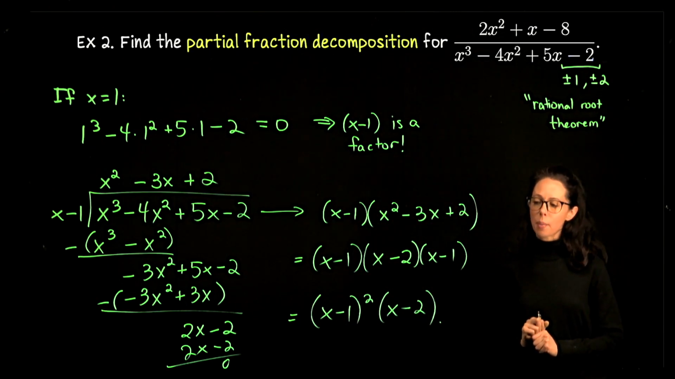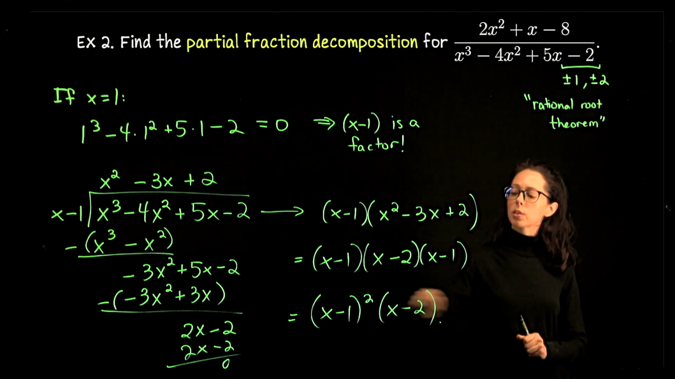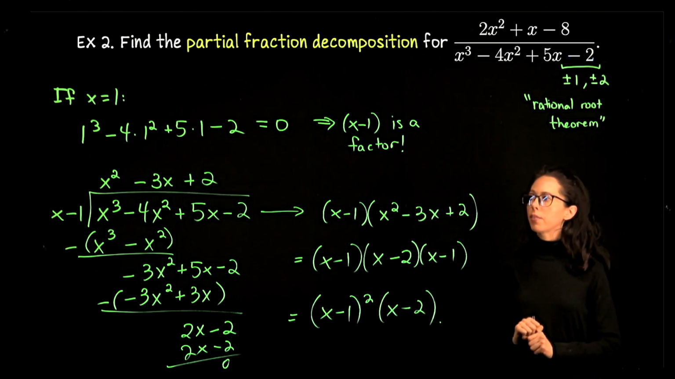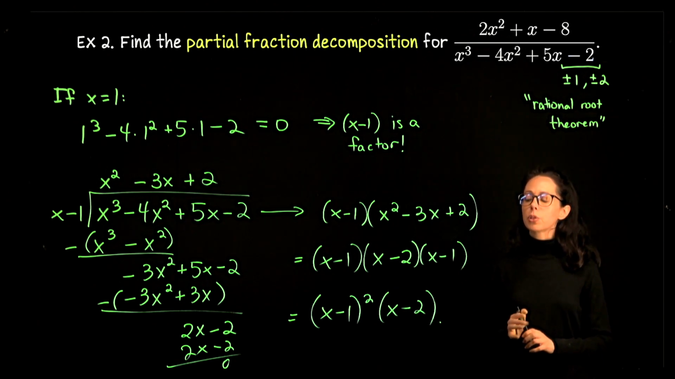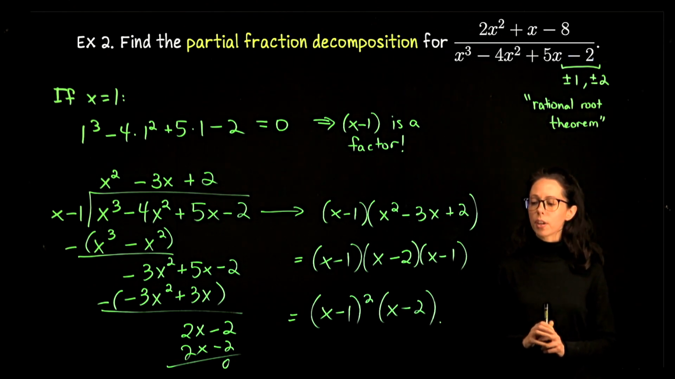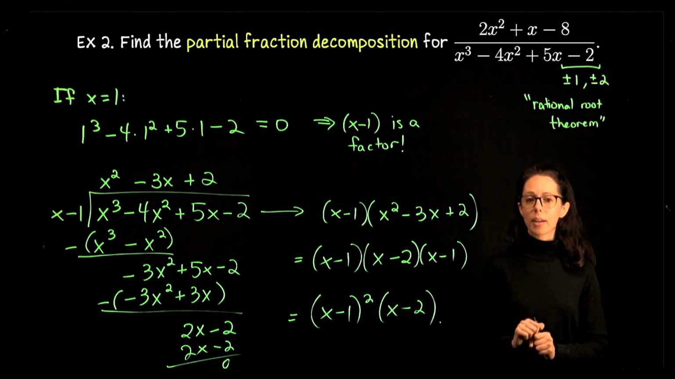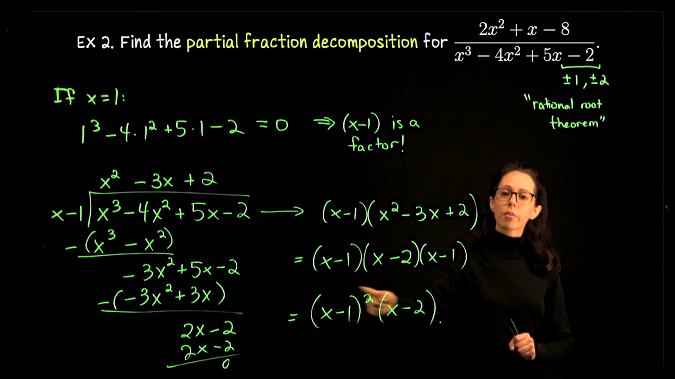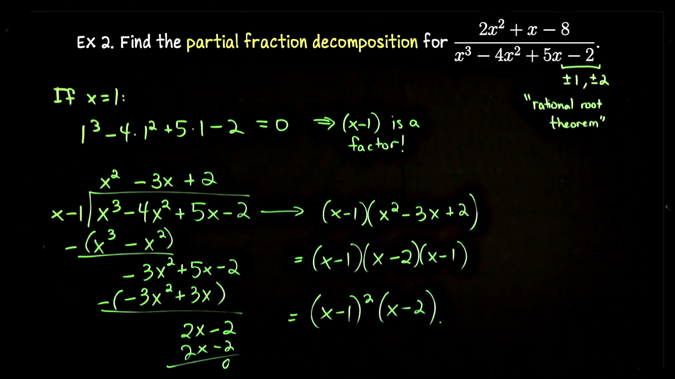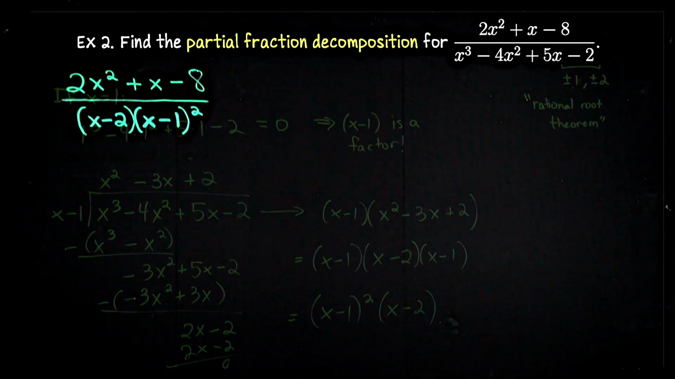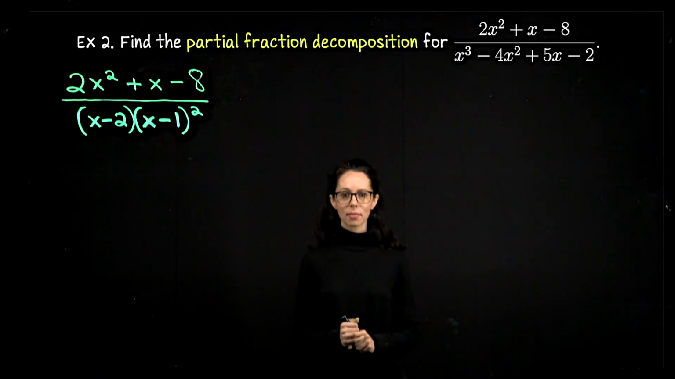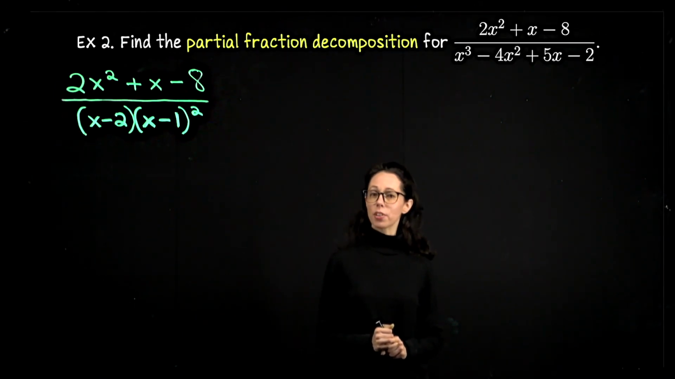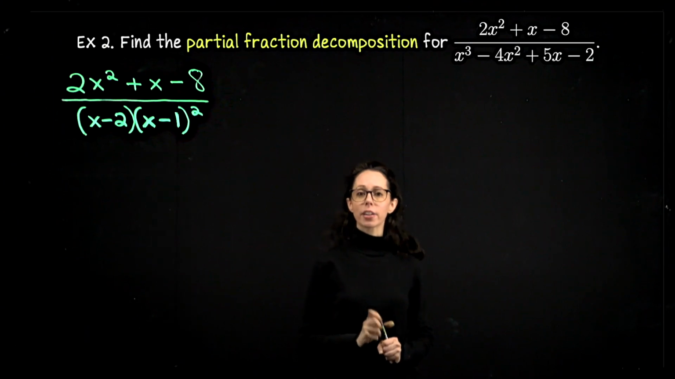Now that we know that the denominator can be factored as x minus 1 squared times x minus 2, I'll give you a moment to finish copying this down, and then I'm going to erase everything, and we will do the partial fraction decomposition for this rational function, given that this is the factored form of the denominator. Notice we'll have to talk about what to do with a repeated term. Okay, now let's do the partial fraction decomposition for this example of having a repeated factor in the denominator.